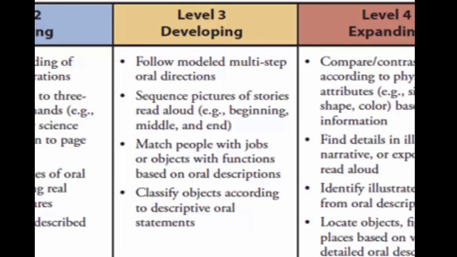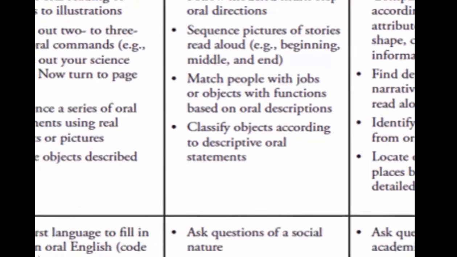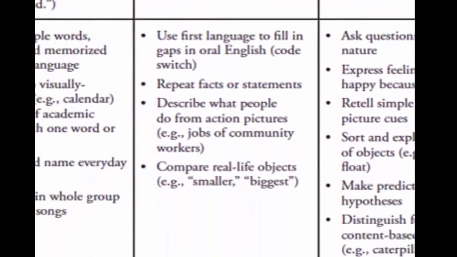Let's take a look at speaking. A level 2 student will use the first language to fill in the gaps in oral language. This is called code switching, which means that they will use a combination of their native language and English. They'll repeat facts or statements. They'll describe what people do from action pictures, for example, jobs of community workers.